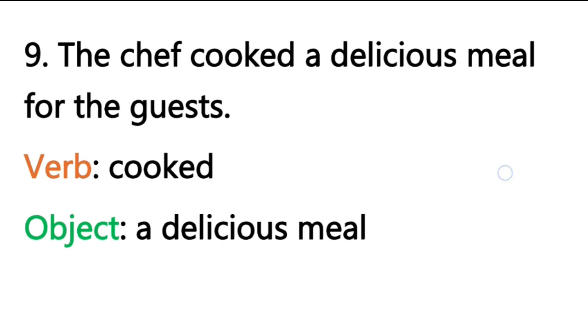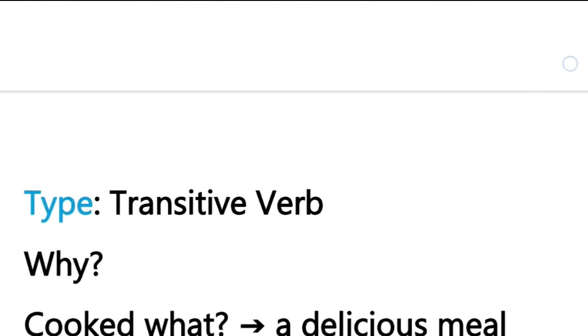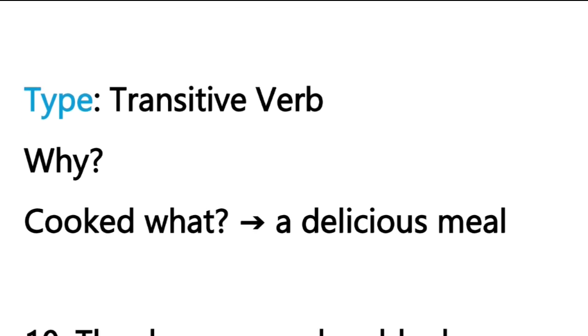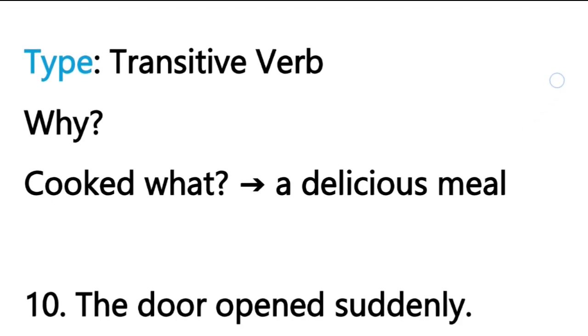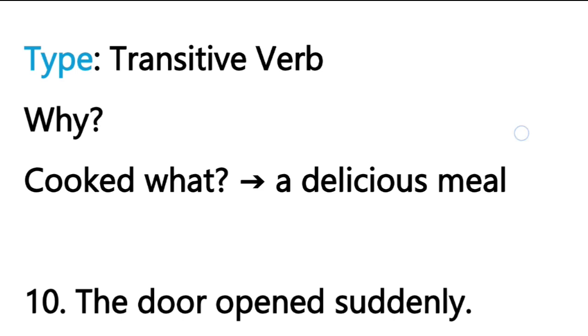Now question number 9. The chef cooked a delicious meal for the guests. The verb is cooked and the object is a delicious meal, which is coming right after the verb cooked. This way its type will be transitive. Why so? Because cooked what? By asking this question we'll get the answer a delicious meal. We are getting the answer. This way this will be a transitive verb.